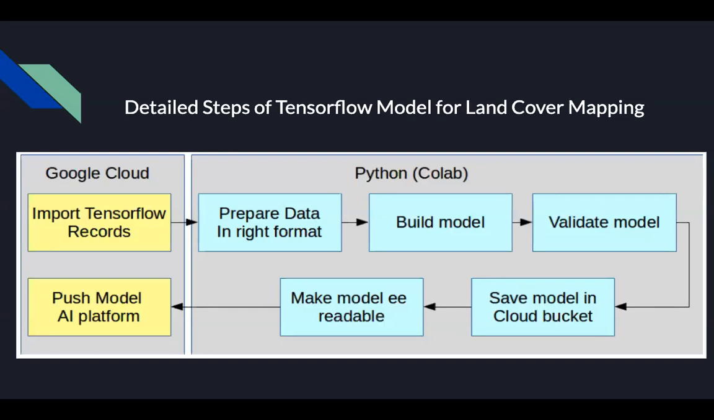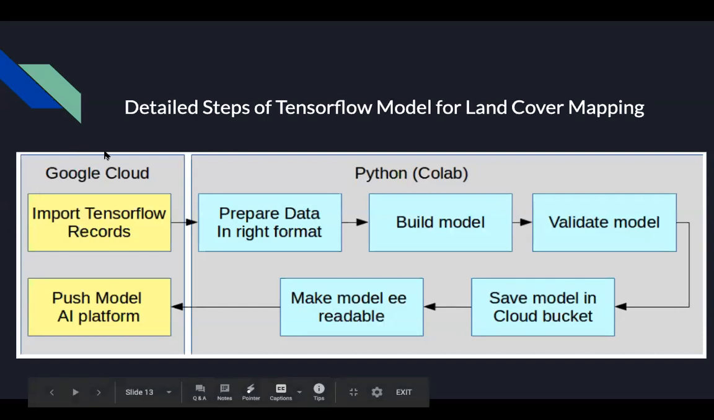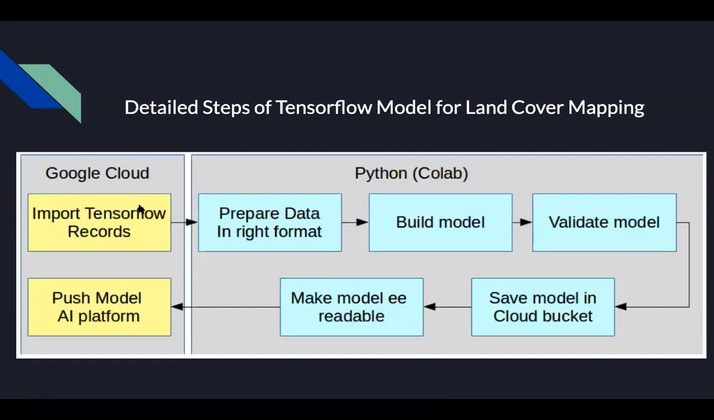So this is the detailed step of how we will train a TensorFlow model for land cover mapping using Google Earth Engine. So for the first step in this figure, this was performed in Google Cloud. First, after we create our sample in Google Earth Engine, we export our sample data to Google Cloud Storage as a TensorFlow record. And then we import that TensorFlow record from Python Colab, or maybe other Python tools like Spyder or Jupyter or something.